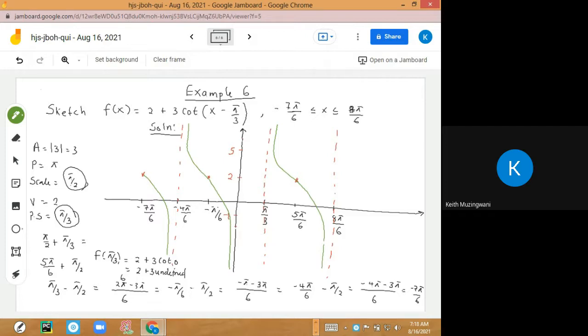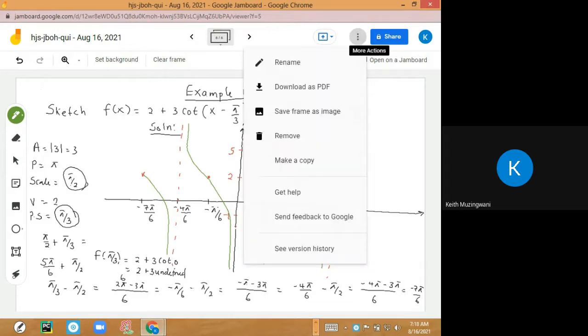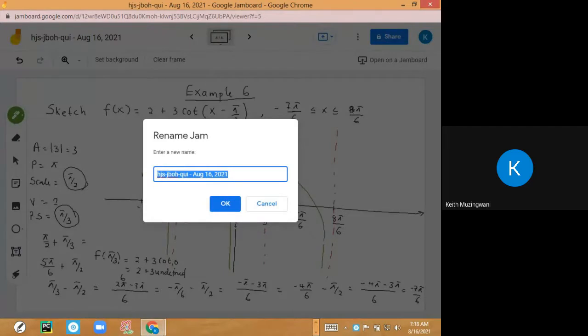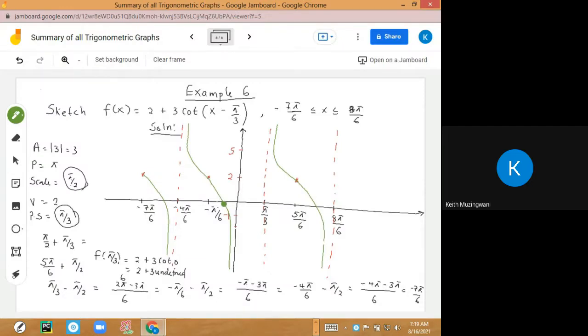Do we have questions? Okay, so if you have no questions, we only have 6 trig functions and we have sketched all of them. So the graphs are done.